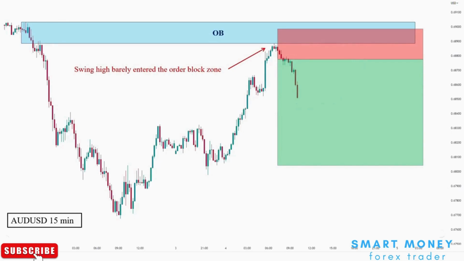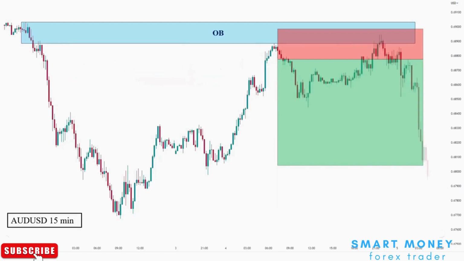We want our stop loss wider this time because we are early sellers, since the swing high barely touched the 4 hours order block. Usually the market likes to hunt the stop loss of early sellers.